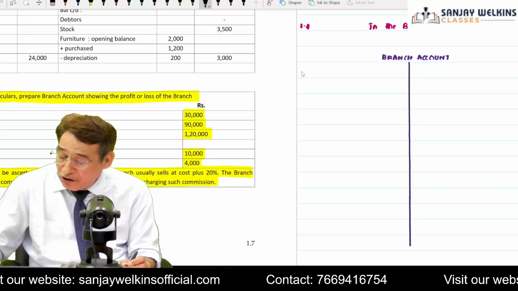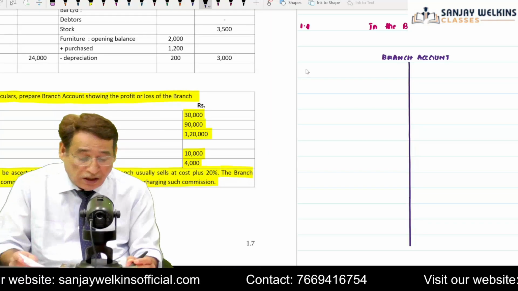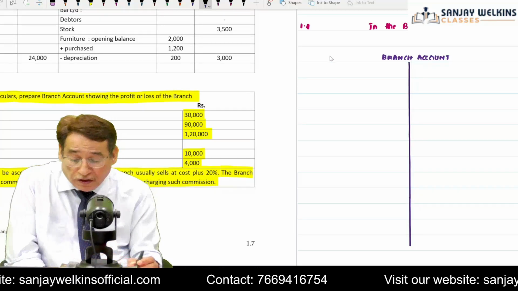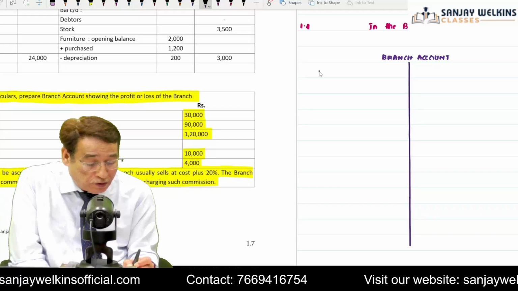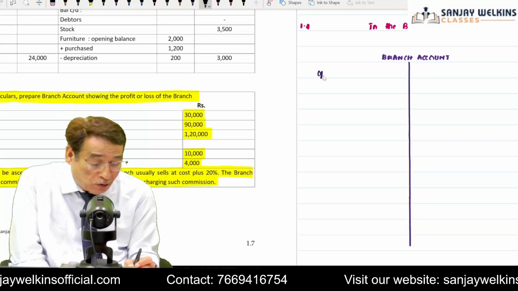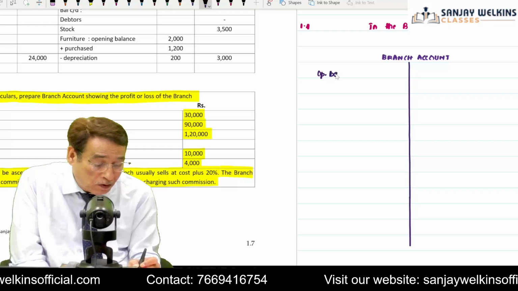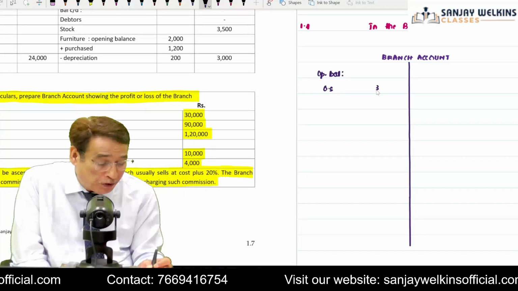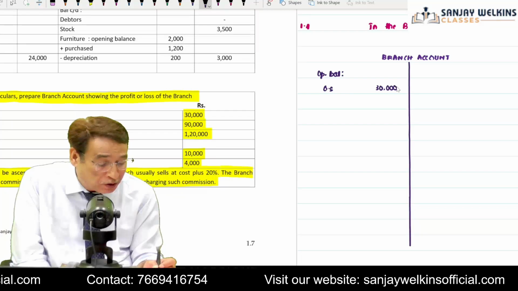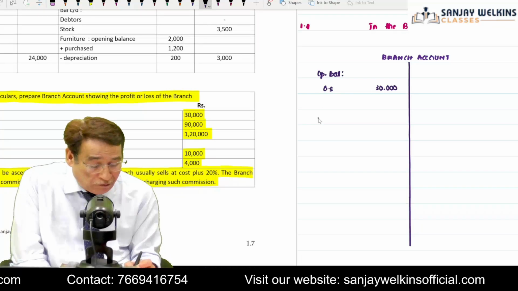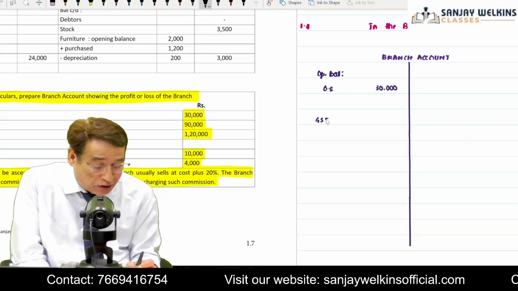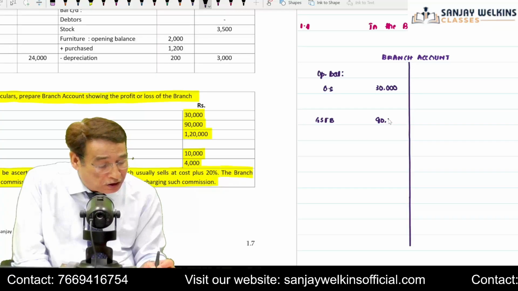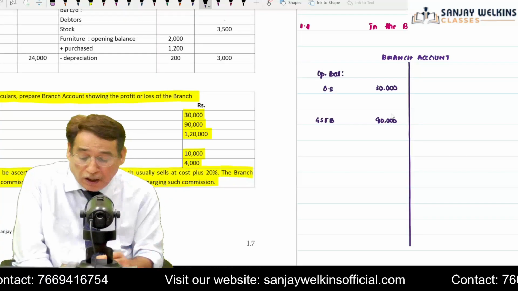I will keep the sheet in front of me also so that I need not flip through here and there. So the first information is opening stock at branch. Obviously, first of all, I am going to write here opening balances. Opening balance. Then I am going to write here opening stock. As you know, opening stock happens to be 30,000. So I am going to write here 30,000. And then we are being given goods sent to branch account. So I am going to write goods sent to branch account, that is equal to 90,000. So 90,000 worth of goods have been sent to branch.